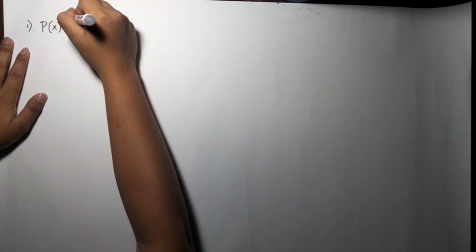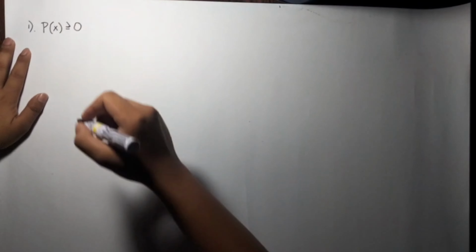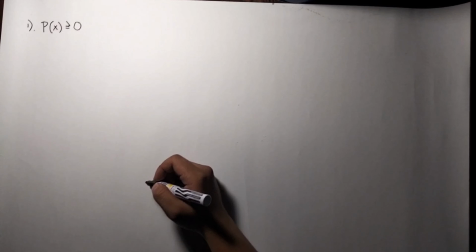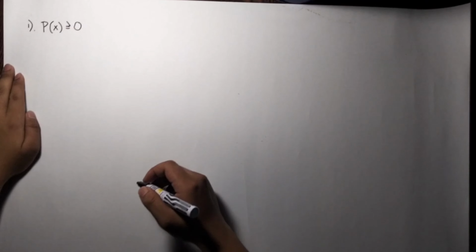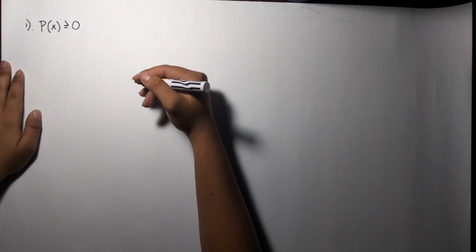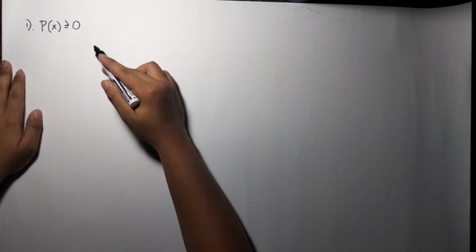The first equation is the probability of A is greater than or equal to 0. This means the probability of any event A is always greater than or equal to 0. This means negative probabilities are not possible. Probability is a measure of likelihood. Something happening cannot have a less than 0 chance. The lowest is 0, which is impossible, and the highest is 1, which is for certain.